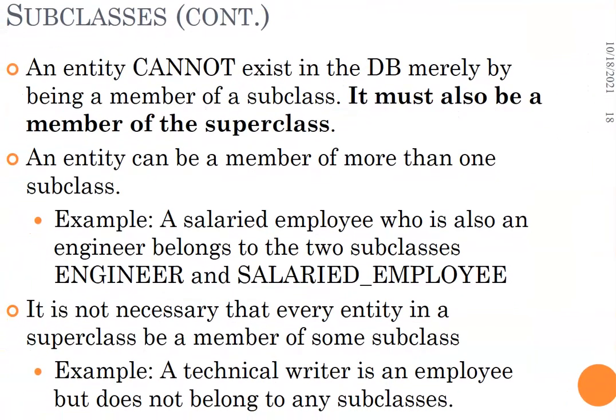Okay. This is an example of a salaried employee who is an engineer who belongs to two subclasses. You can be an engineer but a salaried employee. So it is not necessary that every entity in the superclass is a member of a subclass. It does not mean that a superclass must be a member of a subclass. An example is a technical writer, who is an employee but does not belong to any of the subclasses.